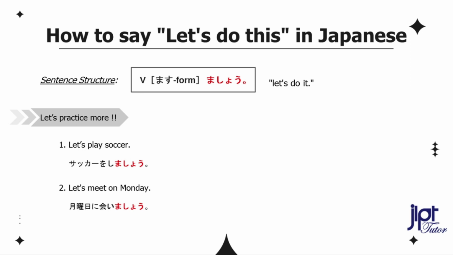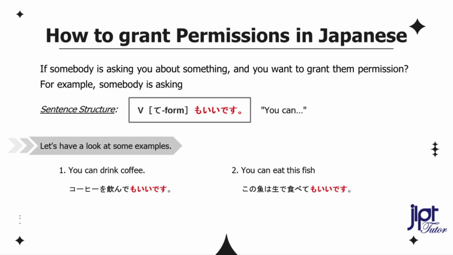It is even easier and more straightforward than masenka. Just be careful while using it in the sentence. How to grant permissions in Japanese. What if somebody is asking you about something and you want to grant them permission? For example, somebody is asking, "Can I drink that coffee?"